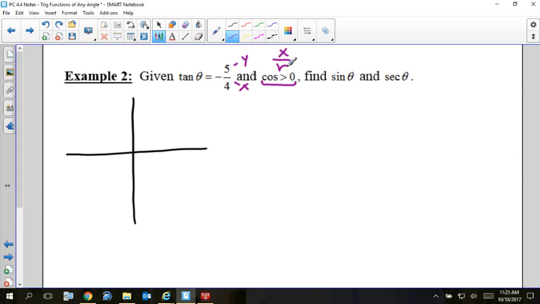X over r. So when I have x over r, that tells me that x has got to be the positive. Because r is always positive. Radius is always positive. X has got to be the positive number. That makes y the negative number. So now I can draw my picture. If y is negative and x is positive, that's got to be the 4th quadrant. 4, negative 5.